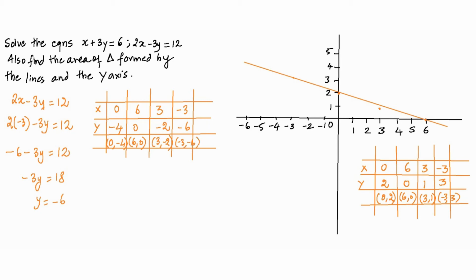Now again, let's go ahead and plot these points. 0, minus 4. Okay, so we didn't plot the negative y-axis. Let's plot it. So this is 0, minus 4. Then 6, 0 is right over here. Then I have 3, minus 2. So 3, minus 2 is going to lie over here. And minus 3, minus 6. Let us plot the point. So minus 3, minus 6 would lie somewhere over here.